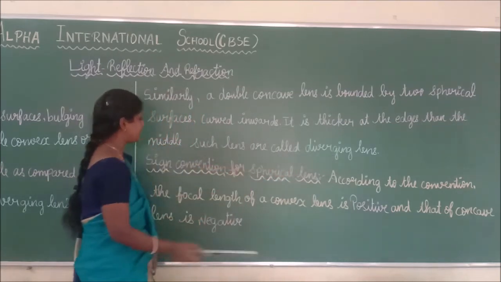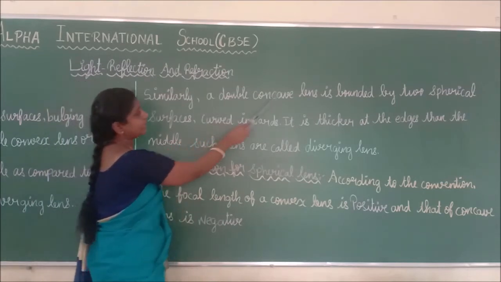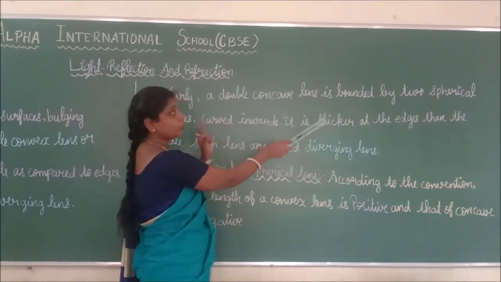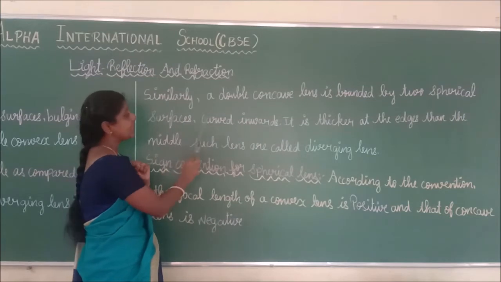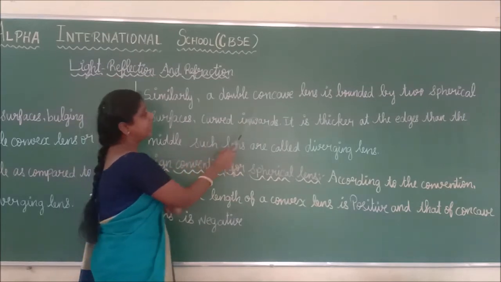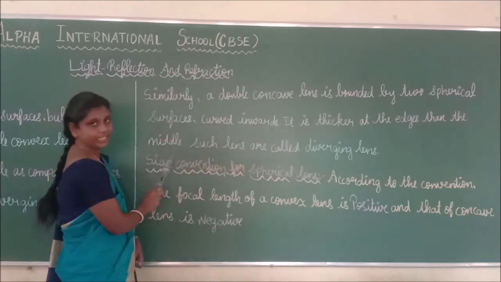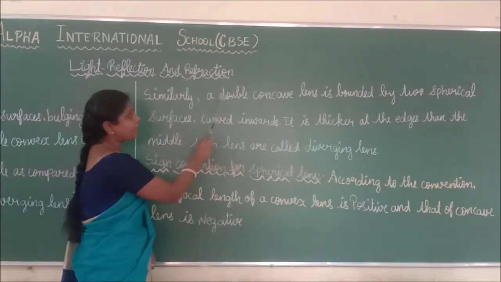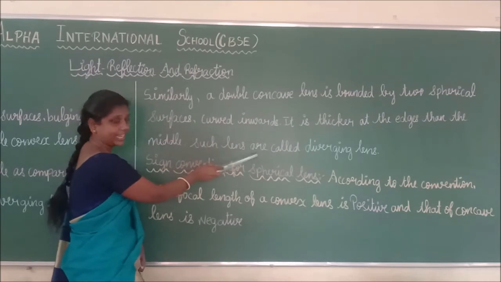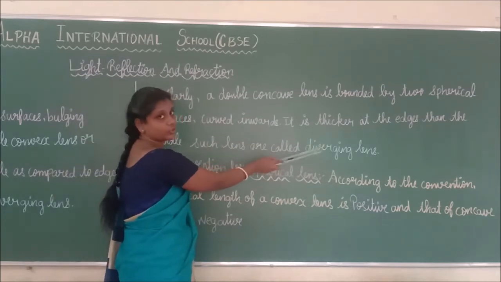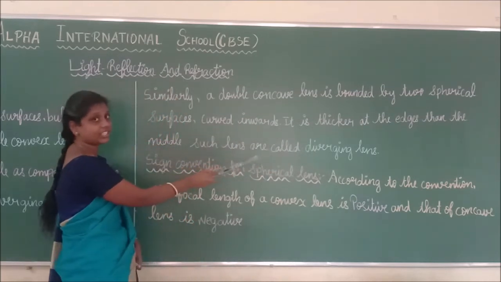Do you understand, students? A double concave lens is bounded by two spherical surfaces which are curved inwards, and it is always thicker at the edges than the middle. Such a double concave lens we call a diverging lens. Do you understand, students? What is a diverging lens?